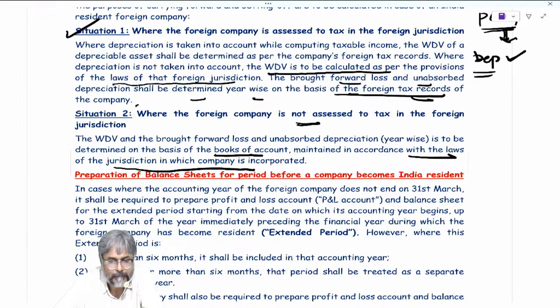Which value? You can see for yourself. The WDV, brought forward losses year-wise and the unabsorbed depreciation as per the books. If you don't have a tax law in that foreign country, then as per the books that they would have maintained, you pick up the data and that is what will be considered for subsequent calculation.